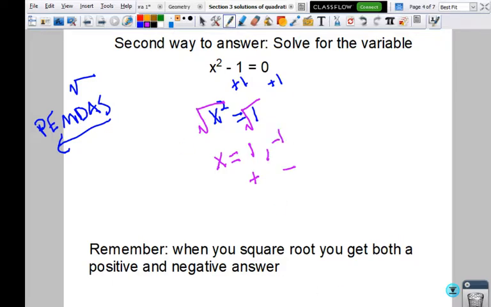The reason we do this, let's work backwards a little bit. I have x squared minus 1. If I plug in positive 1 for x, what's positive 1 squared? 1. And I have minus 1, that equals 0. So that works. What if I plugged in -1? What's -1 squared? It is also positive 1.